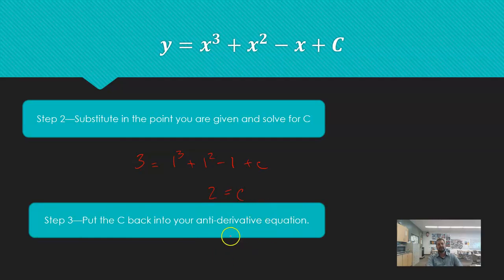Step number 3 is we take that c that we just found and we put that back into our initial equation. So I put it back in for c. And what I have done, based on the information that I have been given here, is I have found what the original function was. I have y equals x to the third plus x squared minus x plus 2 instead of plus c, because of that one piece of information that I had, that f of 1 was equal to 3. I now know how much the graph has been shifted up by. It got shifted up by 2, which is what that plus 2 is. That plus c is what's happening there.